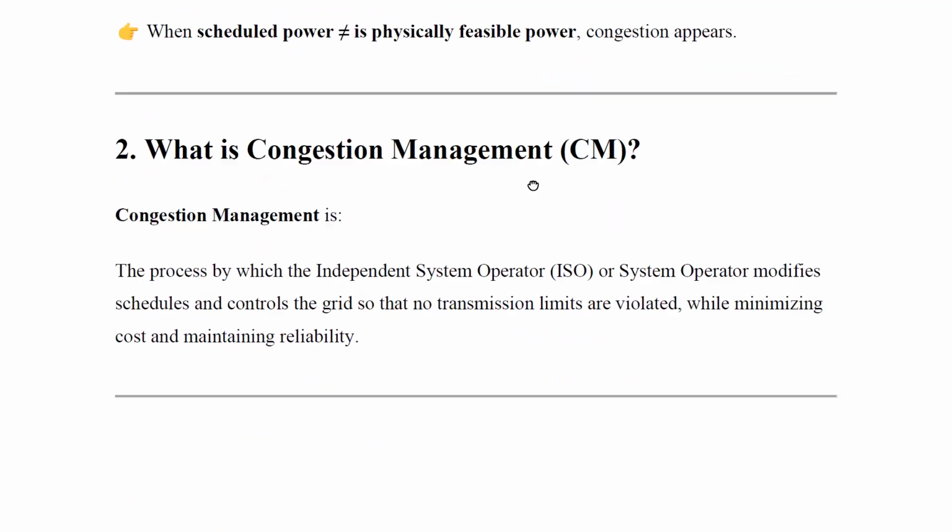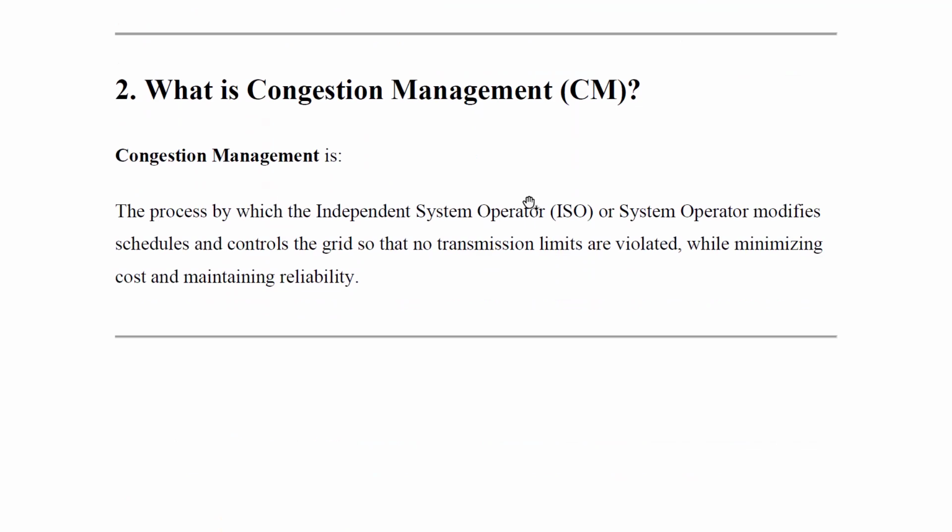So what is congestion management? How do we manage this congestion? Congestion management is a process by which the independent system operator, or system operators, modify the schedules and control the grid so that no transmission limits are violated. Similar to generator limits, the transmission system also has transmission limits.